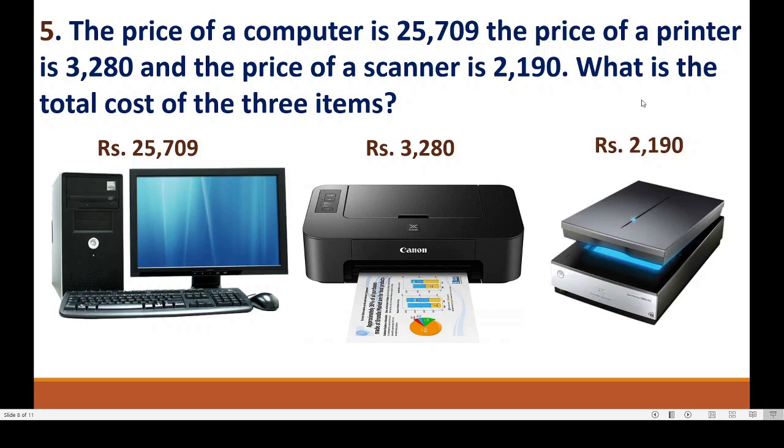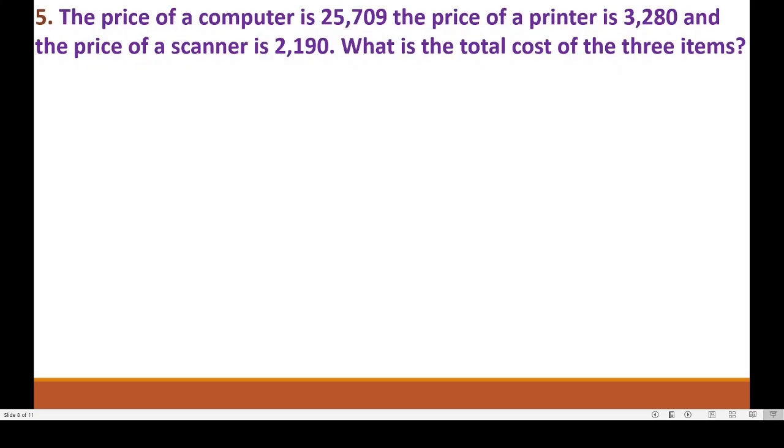Okay. Now what is asked here? What is the total cost of the 3 items? Now what to do here? Very good. Addition, isn't it? Here we have to add this, this and this. All three numbers we have to add. Then we will get the total cost of 3 items. Isn't it? Okay. We will go stepwise.